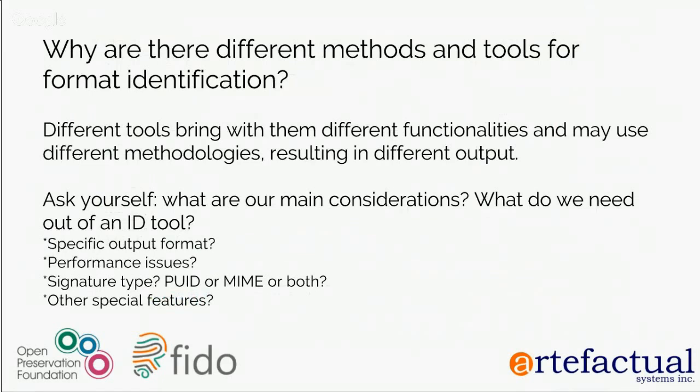Why are there different methods and tools for format identification? As we've already discussed, in addition to different registries of file formats, there are a lot of different tools that you could choose from to do format identification. I think the reason different tools exist in many cases is because different developers had different ideas of how to interpret a registry, or had new functionality or output that they felt was needed for some use case, either generally or at their own institution.